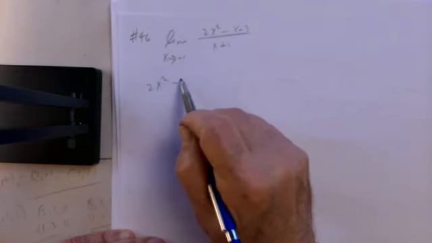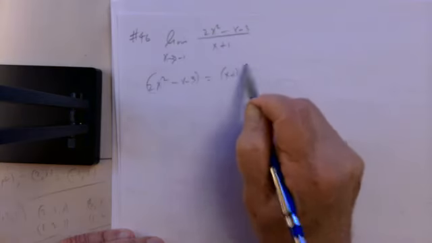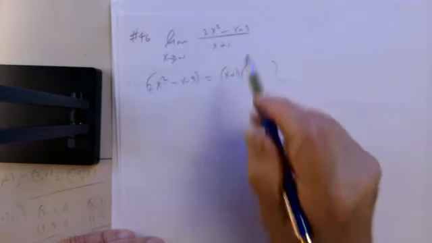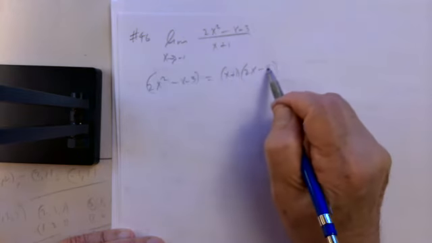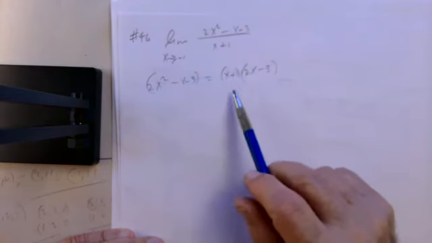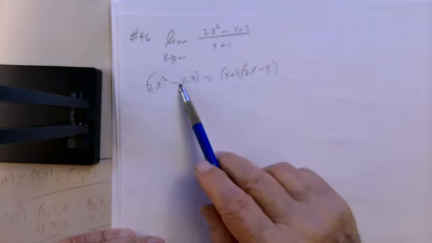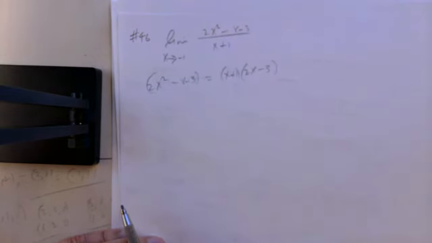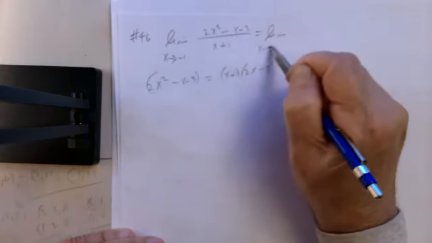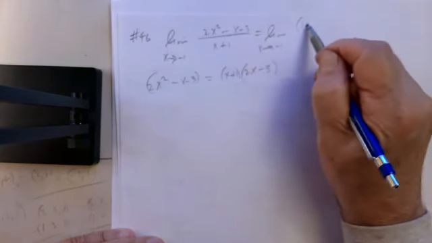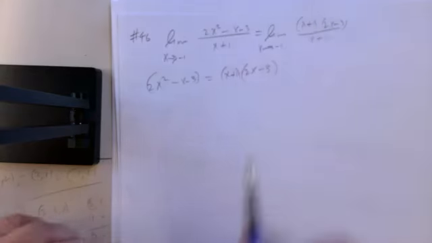So it would be good if 2x squared minus x minus 3 was equal to x plus 1 times something. And if you check or figure it out, x plus 1 times 2x minus 3. If you multiply that out, you get 2x squared, 2x minus 3x is minus x, and minus 3. Perfect. So this is the limit as x goes to -1 of x plus 1 times 2x minus 3 over x plus 1.